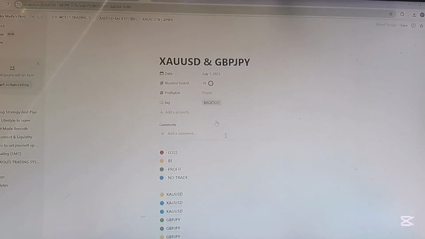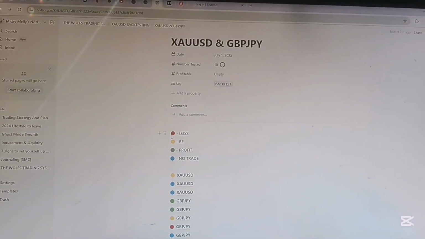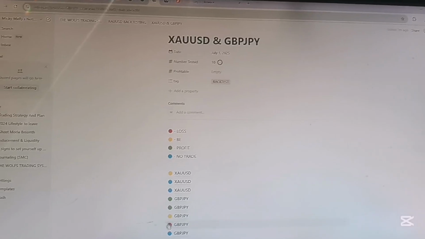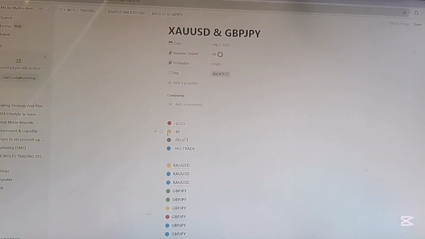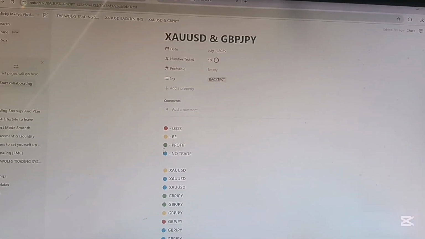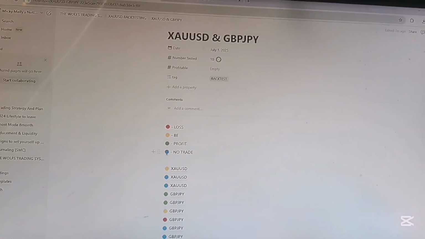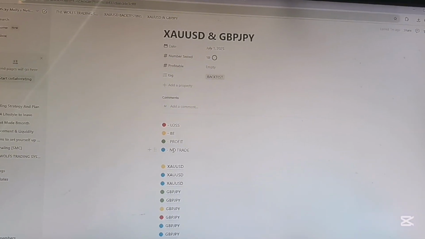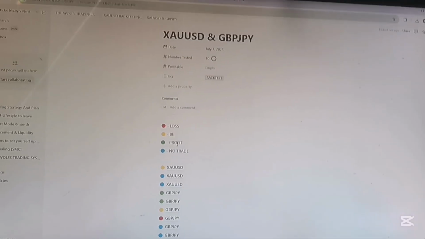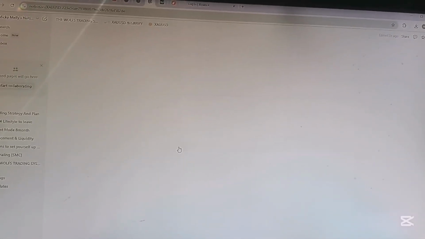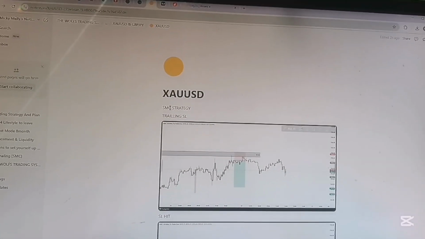Let's go back before. So you can see the red one, anywhere you find red, meaning I took a loss. The yellow, I took break even. Green, I took profit, and blue, I took no trade. So let's go to the first trade, or backtest.